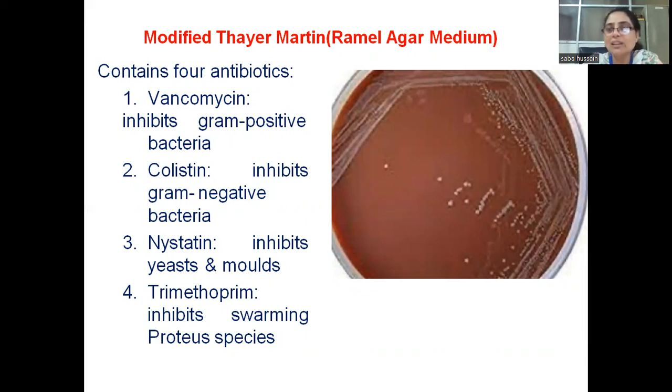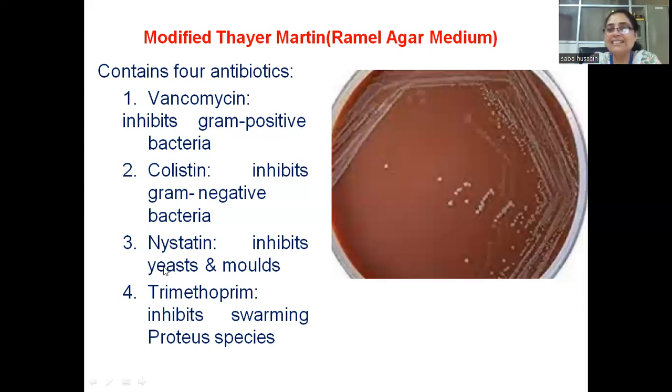That means we are making a selective media for Neisseria gonorrhoeae. So we are adding colistin, so it inhibits the growth of other gram-negative bacteria, while Neisseria gonorrhoeae is a gram-negative bacteria, but it can survive because this is a selective and inhibitory media. It is inhibiting the growth of other gram-negative bacteria and gram-positive bacteria.